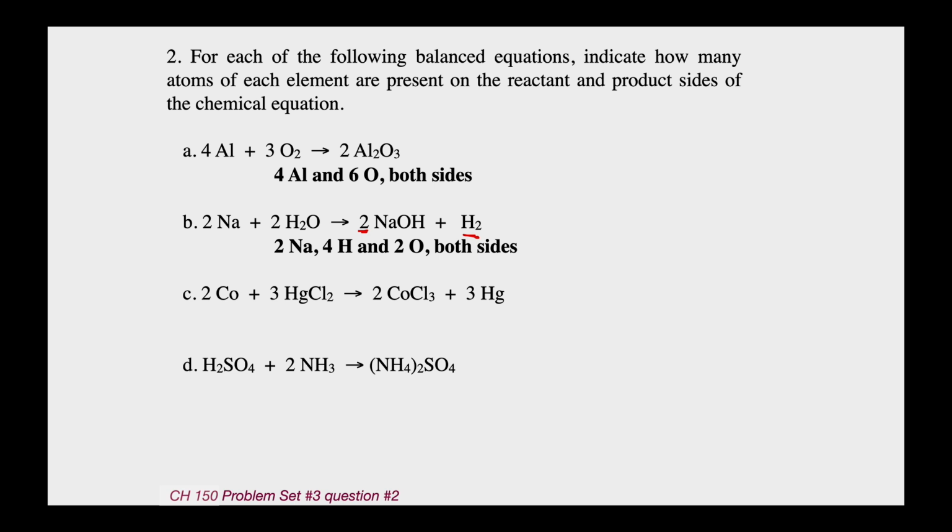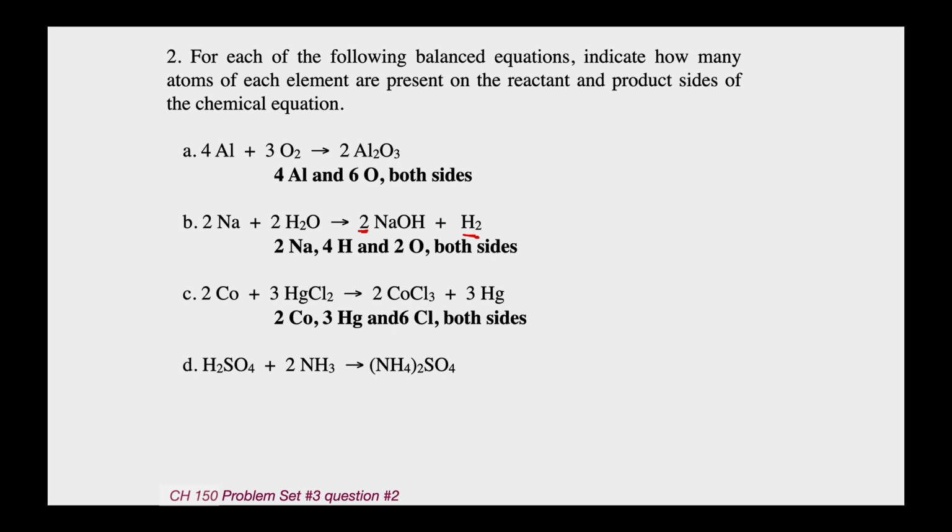The next reaction, C, has cobalt, Co, mercury, Hg, and chlorine, Cl. And again, if everything is balanced, they should be the same, and sure enough, they are. You've got 2 cobalts on the left and the right, 3 mercuries on the left and the right, and if you look carefully, there are 6 chlorines. There's 3 times 2 for the HgCl2, and there's also 2 times 3 for the CoCl3.